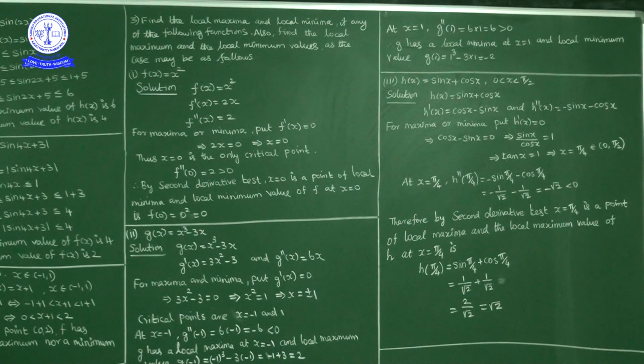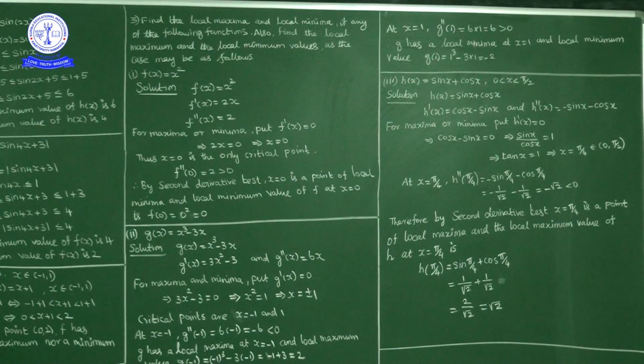Okay, now h of x is sin x plus cos x. h dash of x is cos x minus sin x. h double dash of x is minus sin x minus cos x. Now for minima or maxima, put h dash of x equal to 0. h dash of x equal to 0 means cos x minus sin x equal to 0. So cos x equals sin x, nothing but tan x equal to 1.